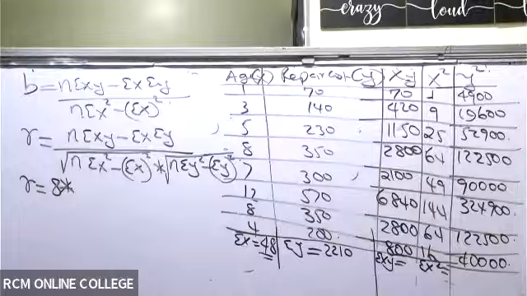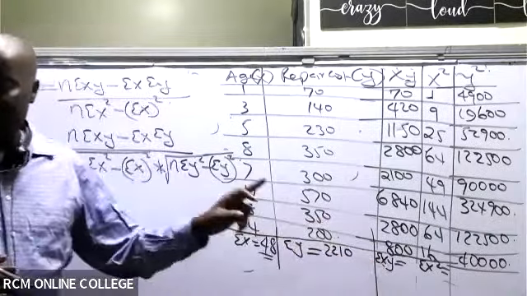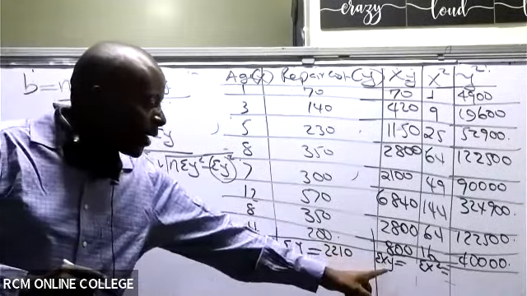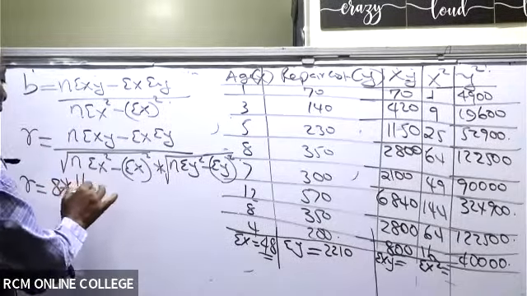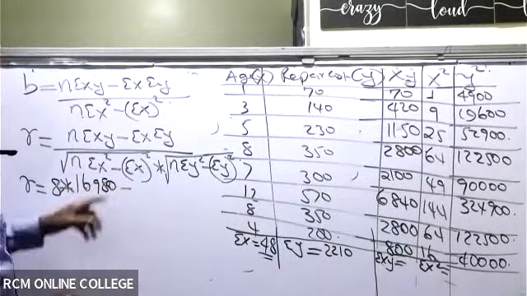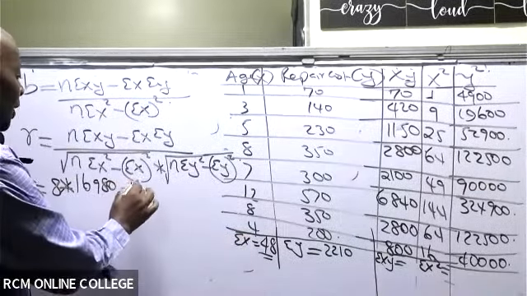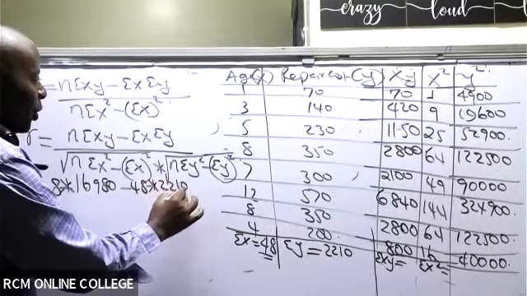Anybody who can remind Mwalimu the summation of xy would really be happy. If I'm reminded: summation of xy, not the sum of x alone, not the sum of y, summation of xy. Just remember, this xy was 16,980. I hope you are able to remember that. Minus now summation of x times summation of y. Summation of x I have here, it is 48, times summation of y, which I have as 2210.